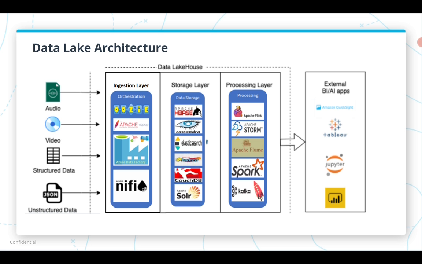The other layer that we have is the storage layer, which consists of, again, different sorts of tools. A common example of this is Apache HBase or Apache Hadoop. The third layer that we have is the processing layer, where the data gets processed and transformed. Various tools that we can use on this layer are Apache Flume and Apache Spark, to name a few.